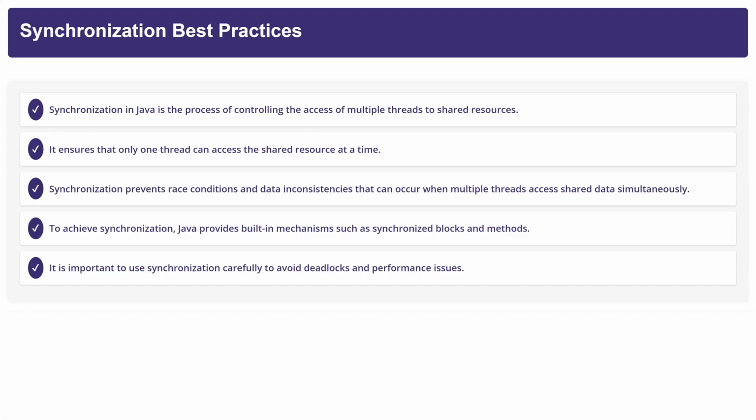Synchronization in Java is the process of controlling the access of multiple threads to shared resources. It ensures that only one thread can access the shared resource at a time. Synchronization prevents race conditions and data inconsistencies that can occur when multiple threads access shared data simultaneously. To achieve synchronization, Java provides built-in mechanisms such as synchronized blocks and methods. It is important to use synchronization carefully to avoid deadlocks and performance issues.